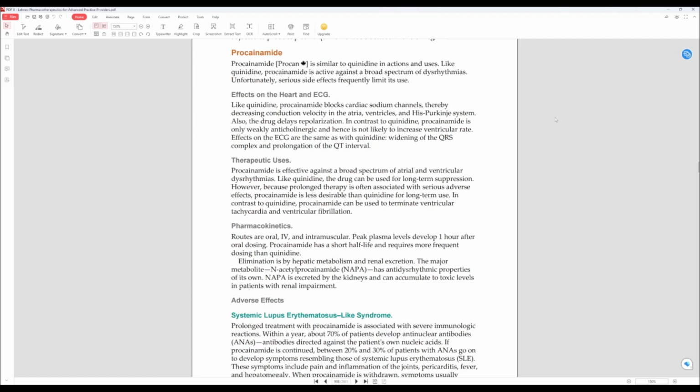Its pharmacokinetics: routes are oral, IV, or intramuscular. Peak plasma levels develop 1 hour after oral dosing. Procainamide has a short half-life and requires more frequent dosing than quinidine. Elimination is via hepatic metabolism and renal excretion. The major metabolite, N-acetylprocainamide, or NAPA, has antidysrhythmic properties of its own. NAPA is excreted by the kidneys and can accumulate to toxic levels in patients who have renal impairment.